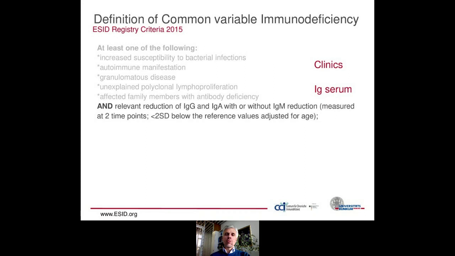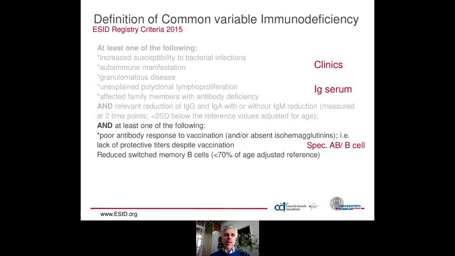That should be measured at two time points, but many of us are happy if you measured at one time point and it gave a clear result, and we often don't repeat, except if we have the suspicion that something else might interfere with antibody levels in these patients. And it is important to state that these had to be referred to the values adjusted for age.